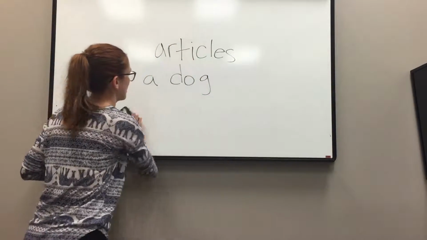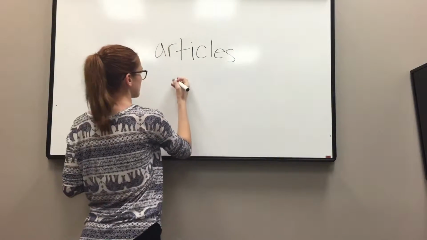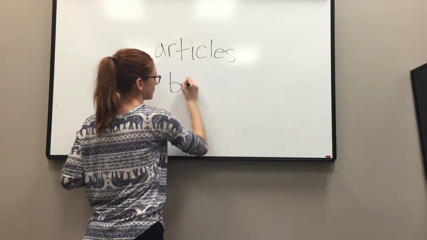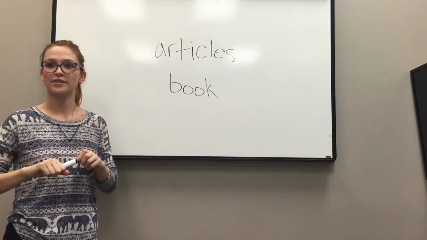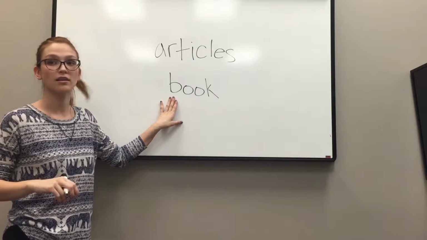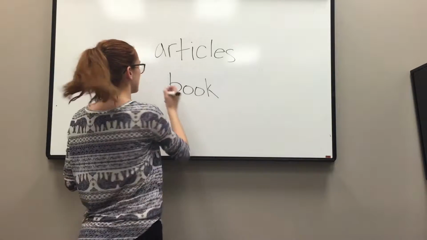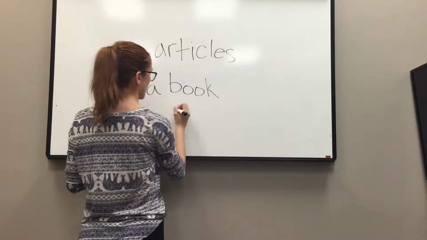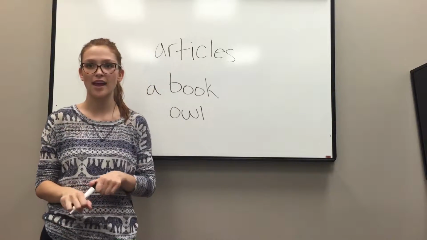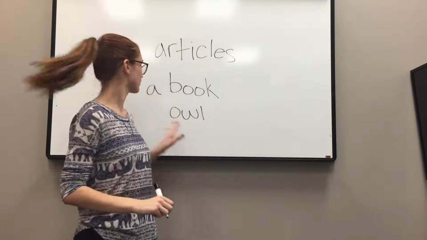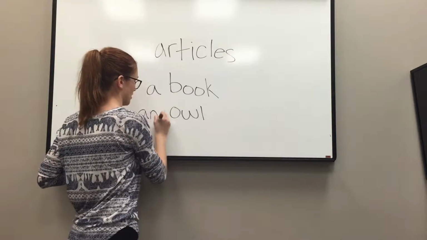So what if our word was book? Would we use a or an? Is B a consonant or a vowel? A consonant, so we're going to use a. Very good. What about for owl? Are we going to use a or an? O is a vowel, so we're going to use an. Very good.